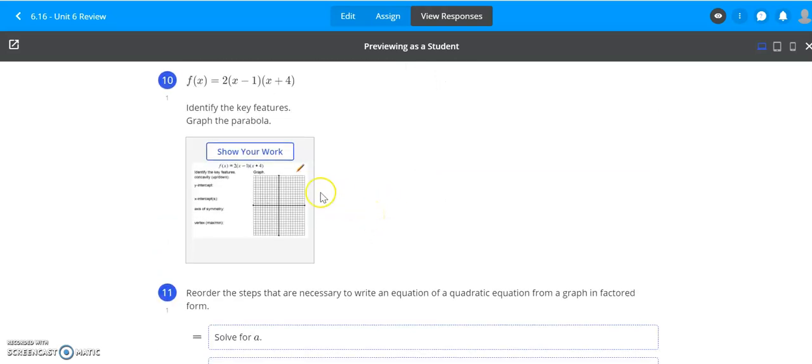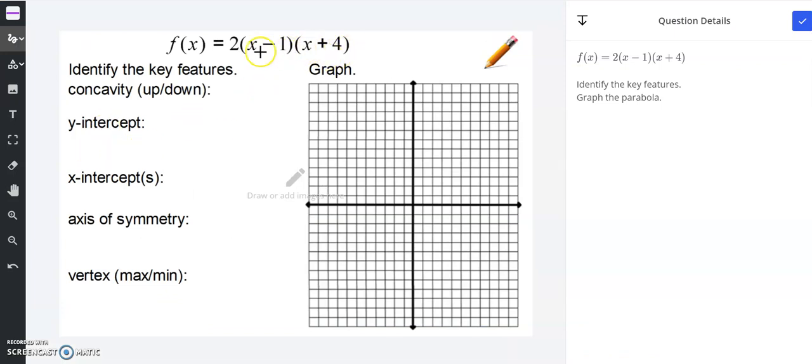Number 10, identify the key features and graph the parabola. So y-intercept we know by putting 0 into the equation. So if we put in 0 here and 0 here, we get -1 times 4, which is -4. And -4 times 2 is -8. So our y-intercept is 0, -8. Our x-intercepts come right here from the middle. We're going to have +1 and -4.